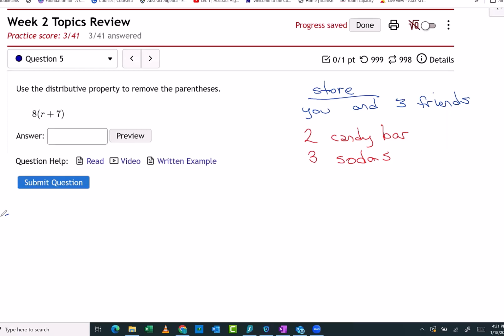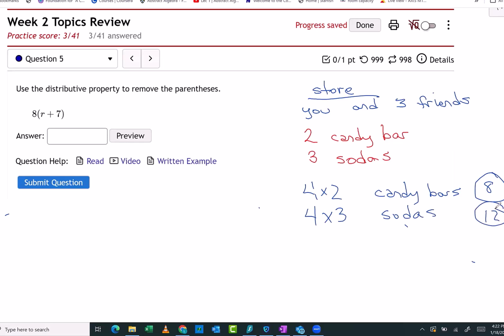Everybody put their food up near the register. How many candy bars would you have? Well, if everybody got 2, you and 3 friends, you'd have 4 times 2 candy bars, which is 8. And you'd have 4 times 3 sodas, which is 12. That's basically what the distributive property says.